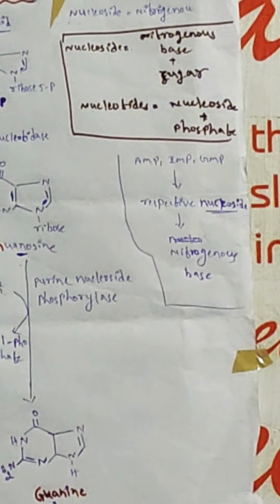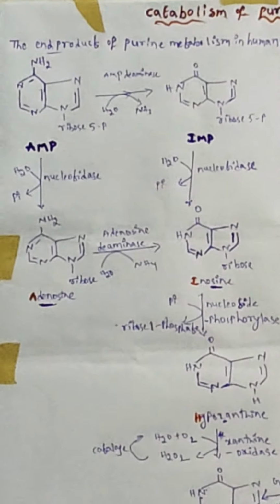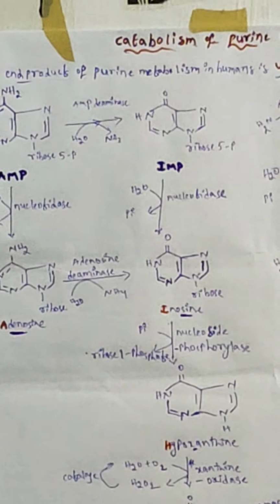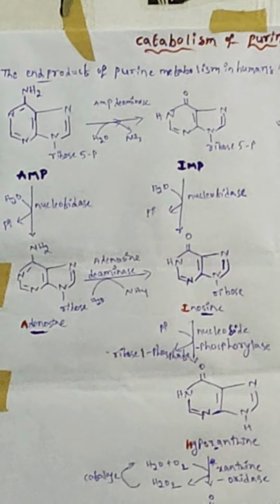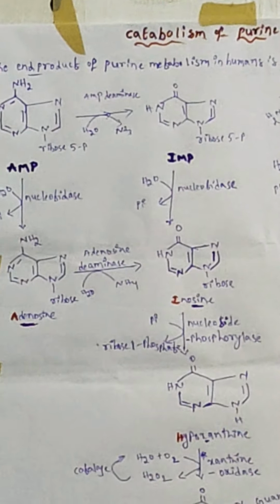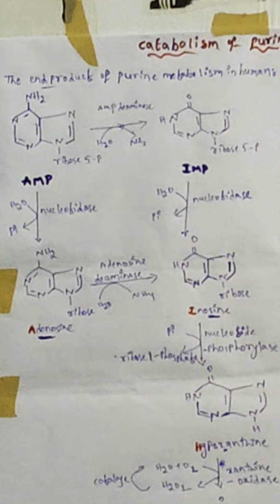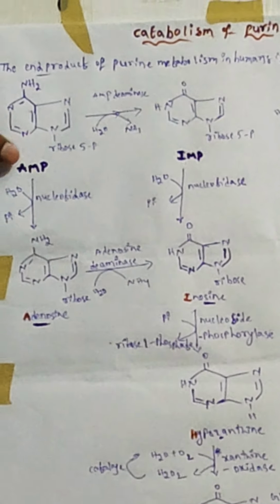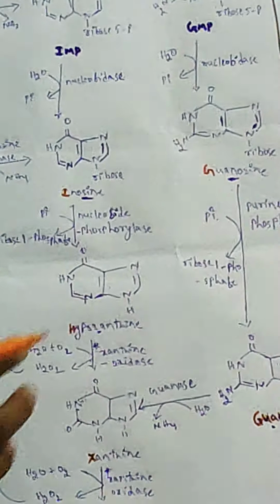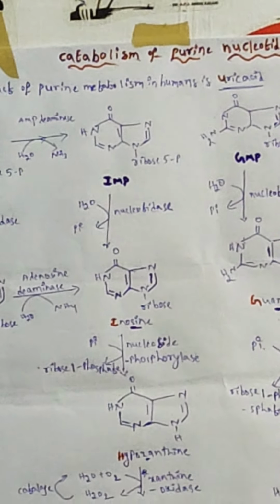Here I am explaining the catabolism of purine nucleotides by using AMP, IMP and GMP. AMP means adenosine monophosphate, IMP means inosine monophosphate, and GMP means guanosine monophosphate. Let's see how they undergo degradation or catabolism. Whether adenosine monophosphate, inosine monophosphate or guanosine monophosphate, in the first step they undergo degradation to give the respective nucleoside.